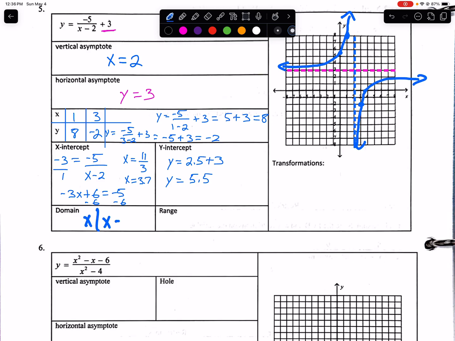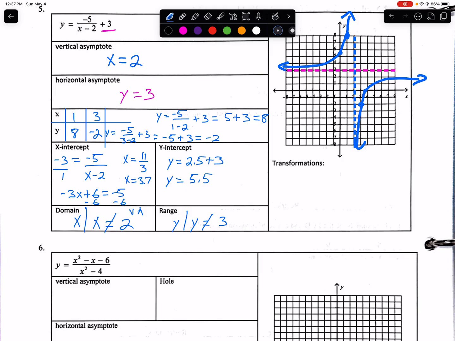So can you use the vertical asymptote for that? Yes. So VA for domain, HA for range. I'm just color coding it. Smart. Okay, so then for range, y can't equal 3. Perfect. Okay, cool. And then for transformations, it's vertically compressed by 5 or vertically stretched by 5.